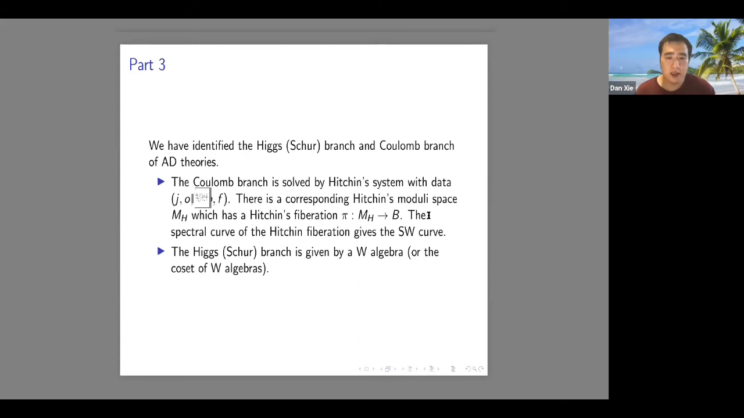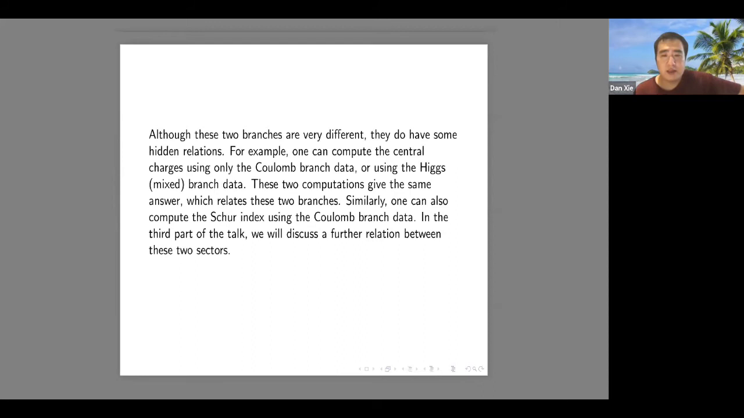On the other hand, the Higgs, or the Schur sector, Schur branch, is given by a 2D vertex algebra or the coset of vertex algebras. Although these two branches are very different and it seems they do not have obvious relations, they do have some hidden relations. For example, one can compute the central charges using only the Coulomb branch data or using the Higgs branch data. These two computations should give the same answer, and this will link those two branches. These two computations will give some constraints.